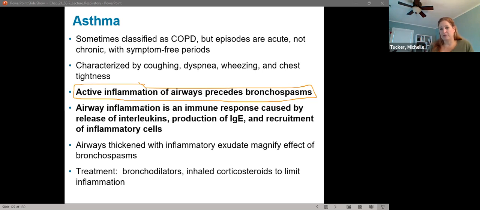Now, we don't know why these cells go awry, but we do know that they are actively involved, and they always precede asthma becoming symptomatic. So this inflammation occurs before an asthmatic episode, and it's usually there at some level, even if somebody is symptom-free. And that has led to the treatment using corticosteroids as that long-term control, and then bronchodilators for acute episodes.